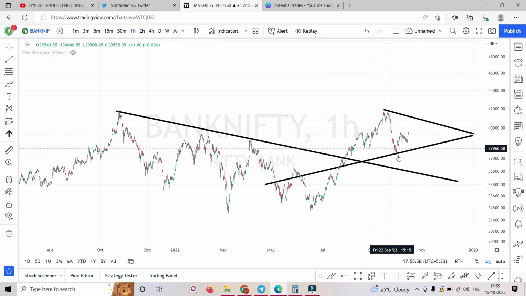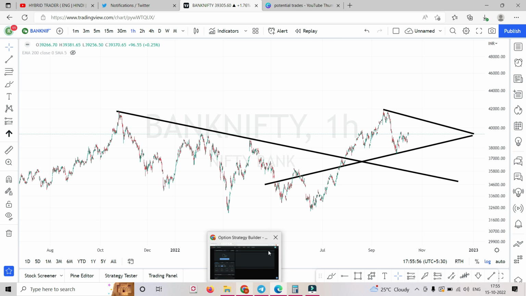Based on this, now we have to decide what strategies we can do. Price is between your resistance and support, so you can go for an iron fly. Now price is between your resistance and support. Rather than me telling theory, I'll take you to Sensibull. First, let's see how to deploy the iron fly. I'll just quickly show you.